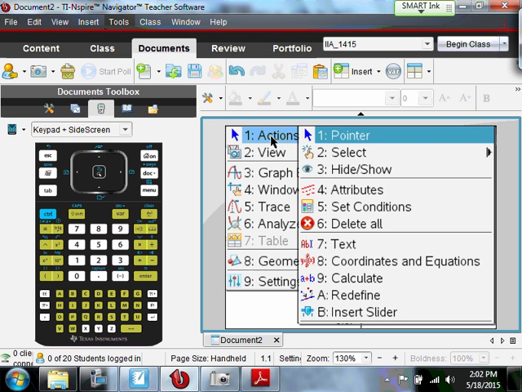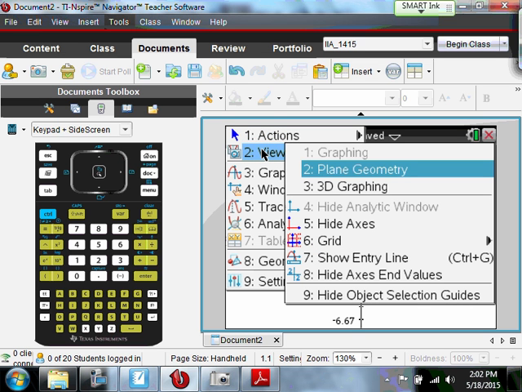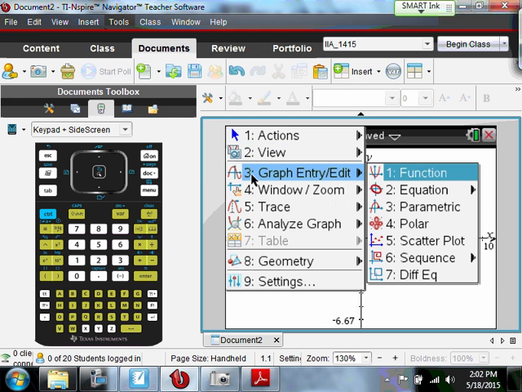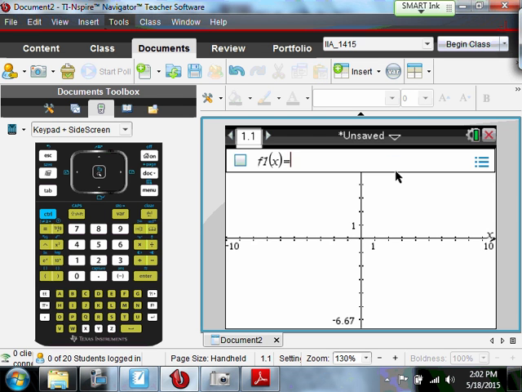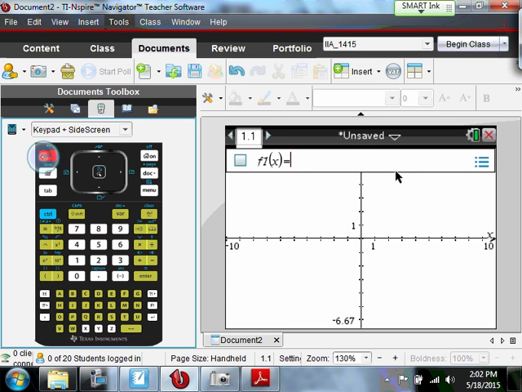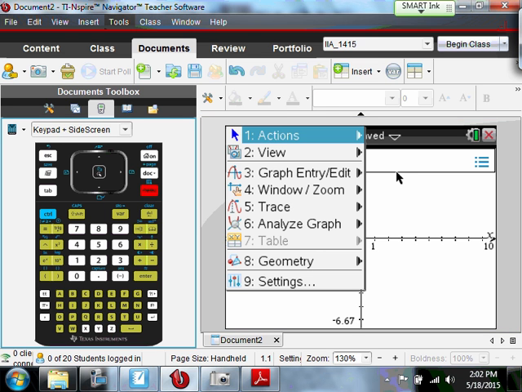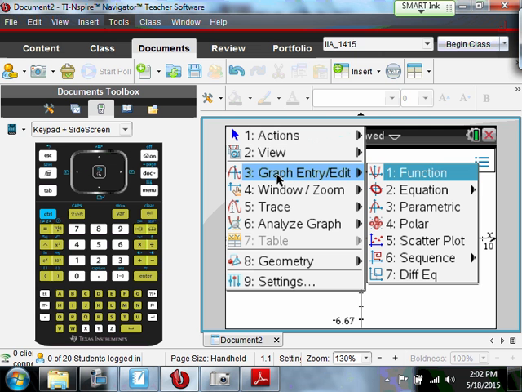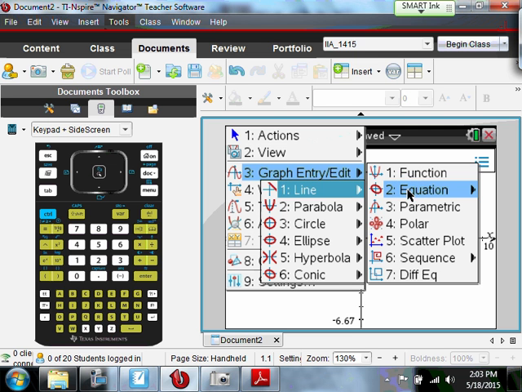Wait a minute. Coordinates and equations, redefine text, delete all, set conditions, attributes. Maybe that's not going to help. Maybe view. Plane geometry, 3D graphing, hide axes, grid, show entry line. What about graph? What happens if we do something up here with function? Okay, no, that didn't help. Menu, graph, entry, edit. An equation? A line?